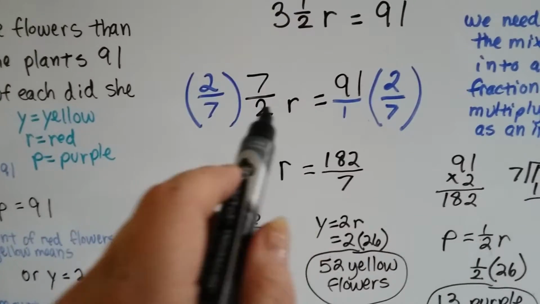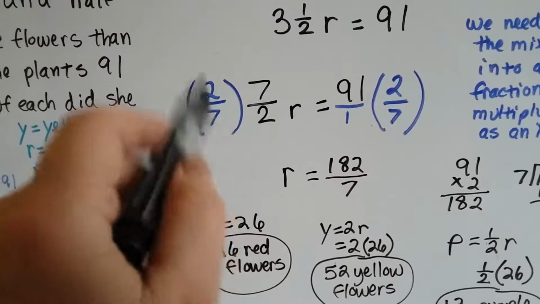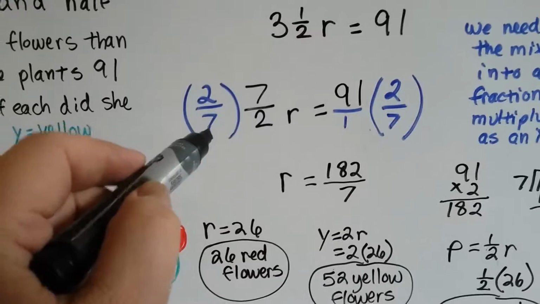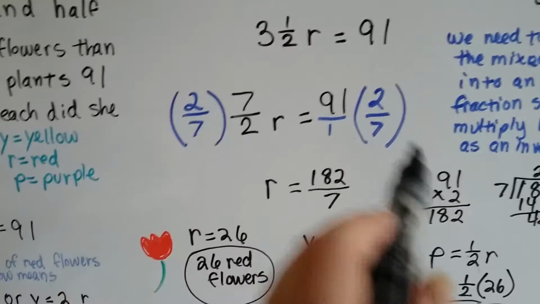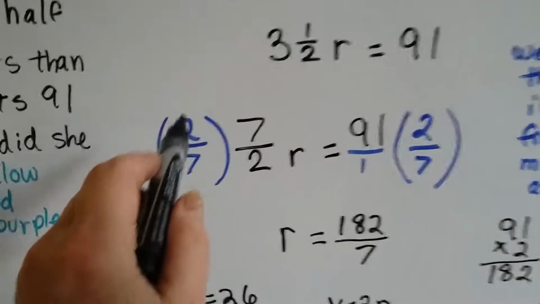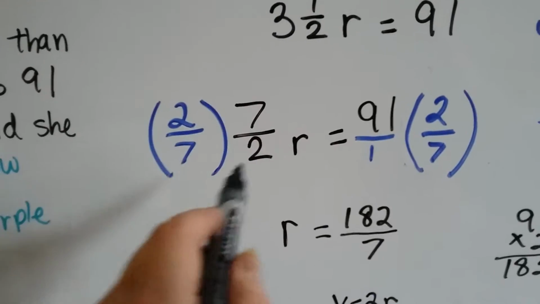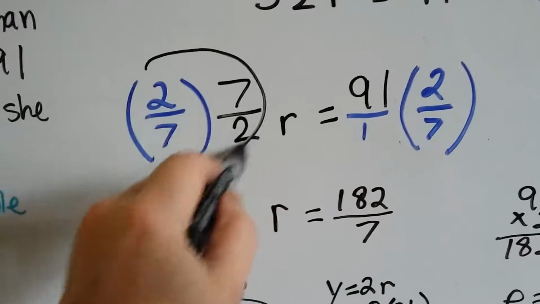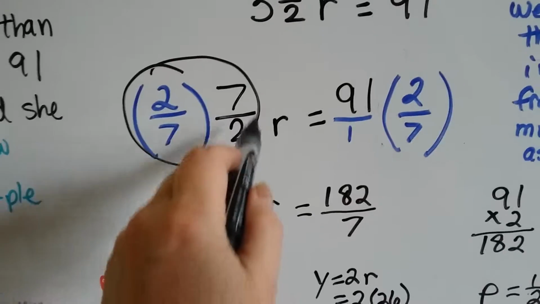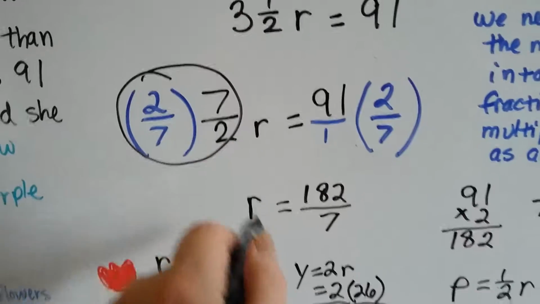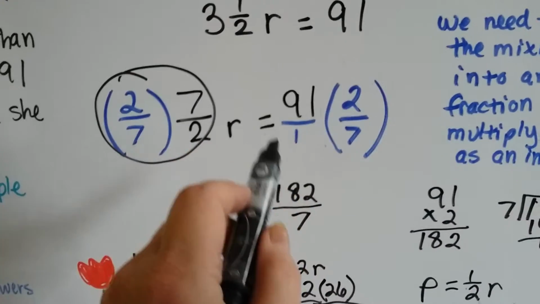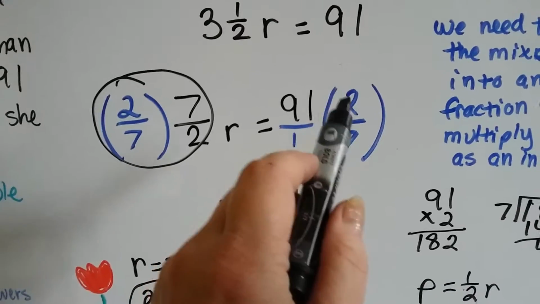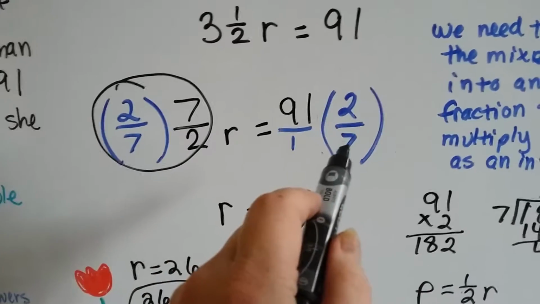So now here we are. We got our 7/2, we flipped it upside down to 2/7, and now we're just going to multiply straight across like we do, okay? 2 times 7 is 14, over 7 times 2 is 14. Well, that just canceled itself out as a 1. So now we got an invisible 1 in front of our r again. Now we've got 91 over 1 multiplied by 2/7.